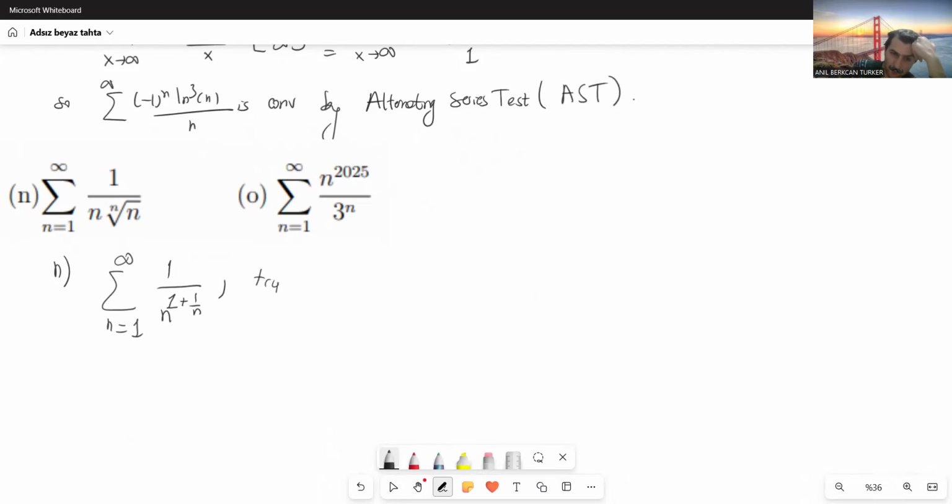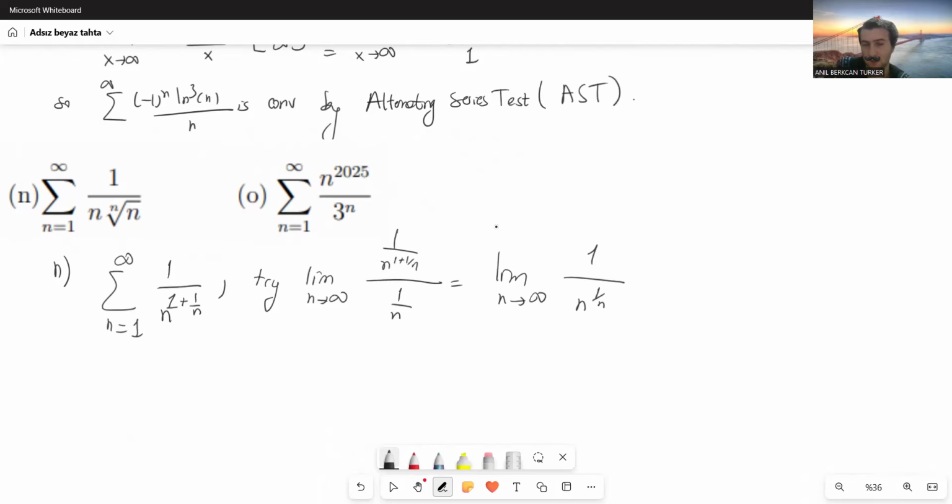Now observe, try the limit as n goes to infinity of (1/n) over (1 + 1/n)(1/n). So the limit as n goes to infinity of 1 over n to the 1 over n. It's a very basic limit question. It can be written as the limit as n goes to infinity of e to the power minus (1 over n) ln n. Now calculate.